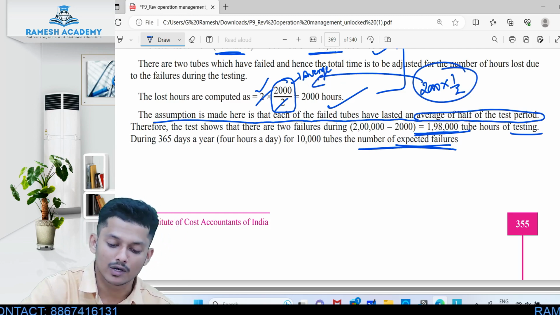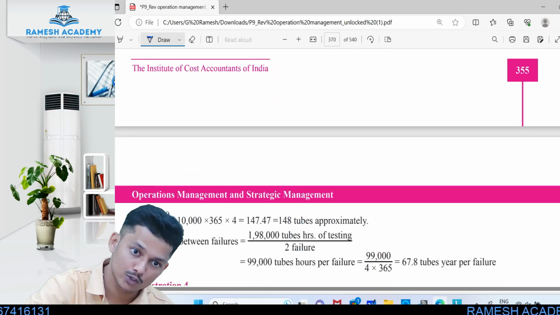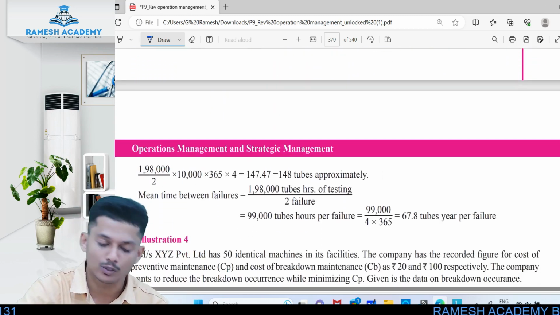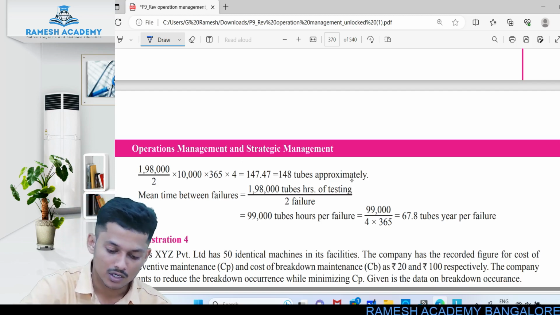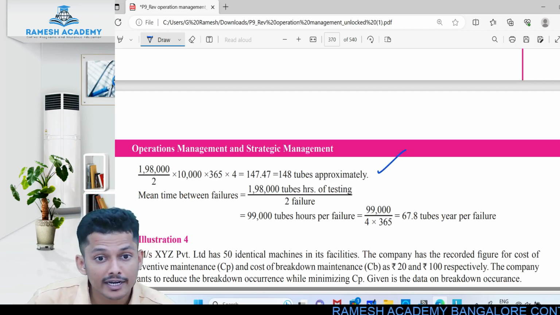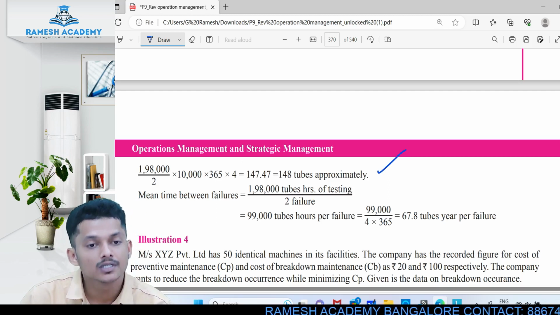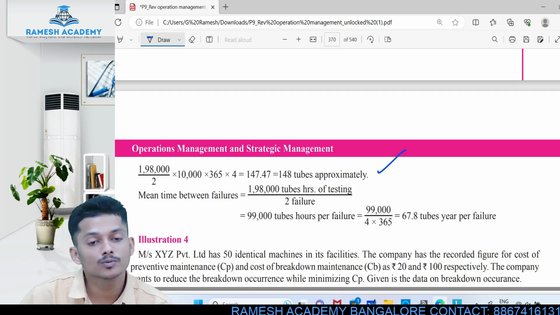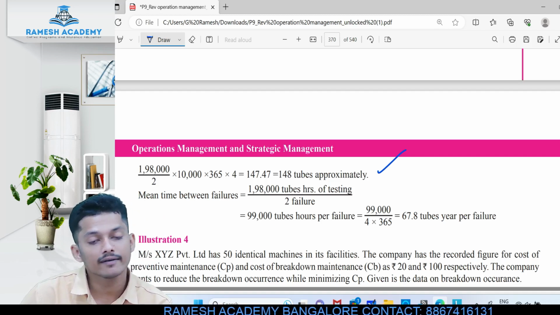So in a simple way, how much is remaining? 1,98,000 into half means 1,98,000 divided by 2. So into 10,000, in 1 year of 365 days, 24 hours, you get 148 tubes approximately. Okay, if you take 10,000 tubes, then how many tubes are expected to fail? That is approximately 148 tubes will fail.